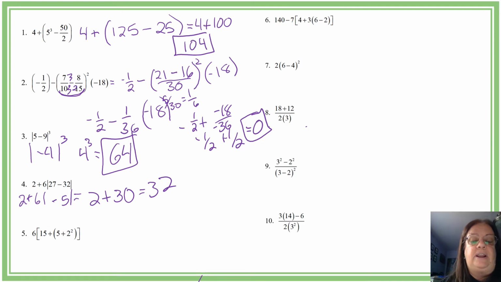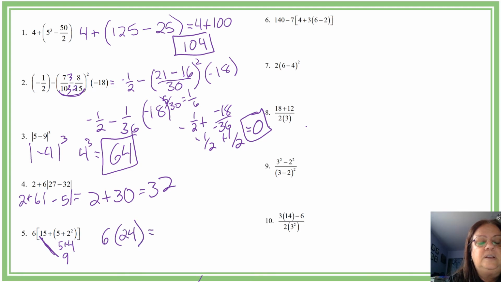Okay, I told you we're just going to do a lot of practice on this one. All right, let's see. So we start from the inside and work out because of all the parentheses. So 5 plus 2 squared. Well, that's 5 plus 4, which is 9. So now I have 15 plus 9. 15 plus 9 is 24 times 6. Well, 6 times 20 is 120. 6 times 4 is 24. So I have 120 plus 24, 144.